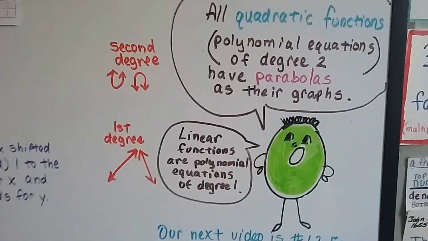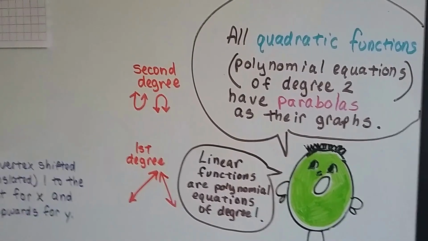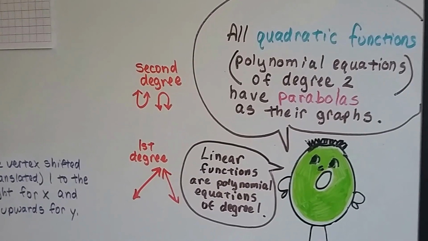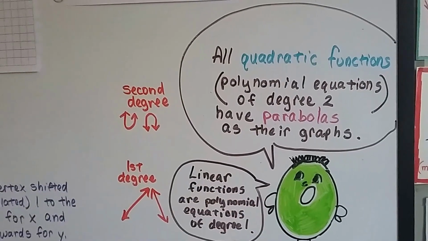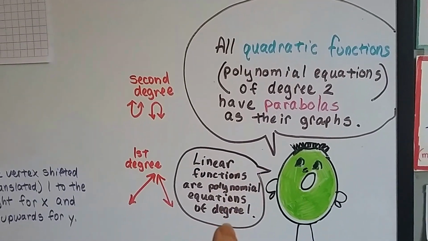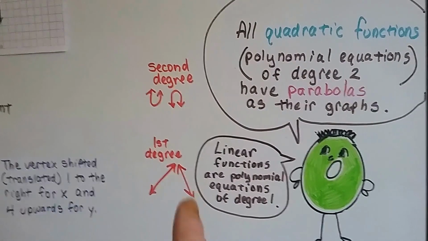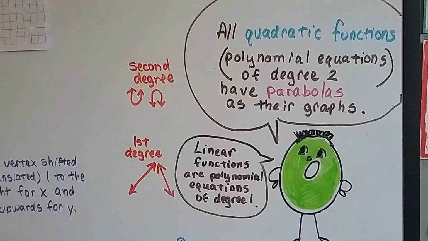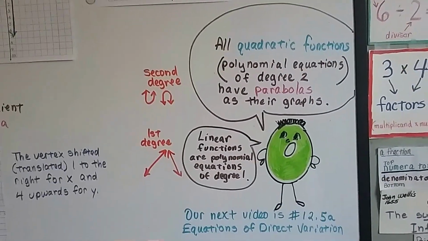So all quadratic functions, like I mentioned before, all quadratic functions are polynomial equations of the second degree. And they have parabolas as their graph. And they look like this, either up or down. And linear functions are polynomial equations of the first degree. See that? And they make straight lines. So it could say degree 2, it means second degree. It could say degree 1, it means first degree. Okay, you might hear that, especially in Algebra 2. We're getting really close to Algebra 2.